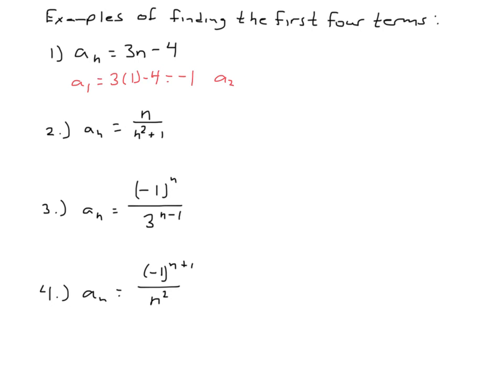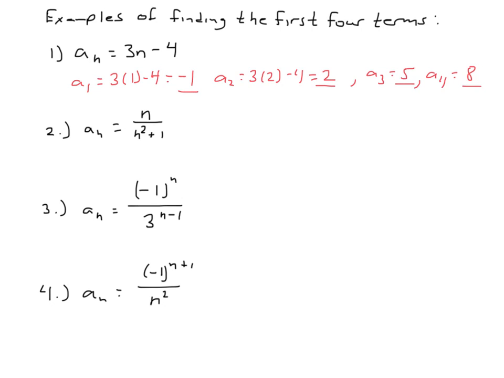A sub 2 is going to be 3 times 2 minus 4. And the result there is going to be 6 minus 4, which is 2. And I can just continue that on. A sub 3 is going to come out to be 5 when I take 3 times 3 minus 4. And a sub 4 is going to come out to be 3 times 4 minus 4, which is 12 minus 4, which would be 8. So those would be the first 4 terms of this particular sequence.